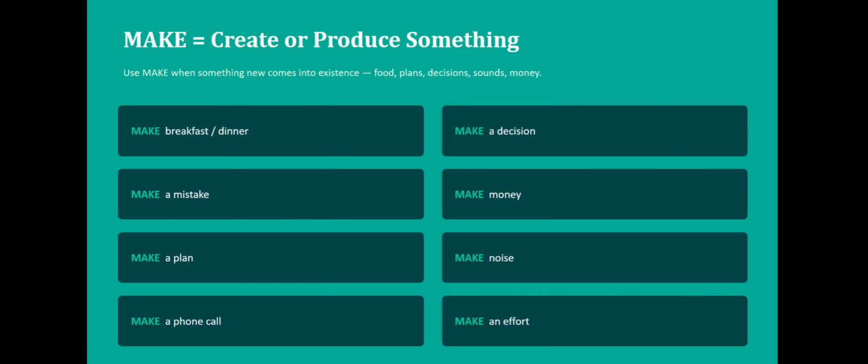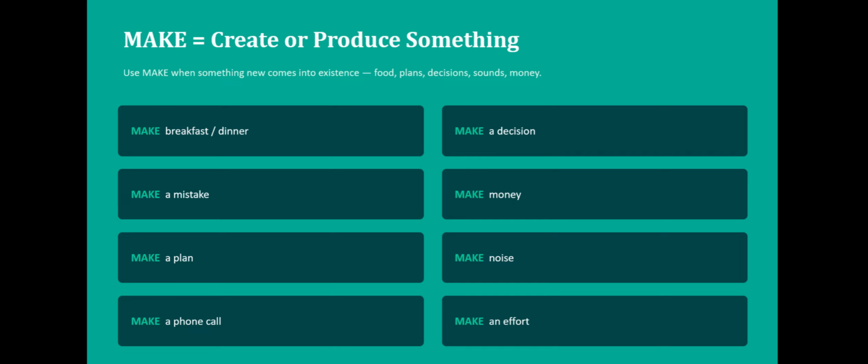Now let's flip to make. We use make when something new comes into existence. Food, plans, decisions, sounds, even money. Here are 8 expressions with make. Number 1, make breakfast, or make dinner. Number 2, make a decision. I need to make a decision by Friday. Number 3, make a mistake. Everyone makes mistakes. Number 4, make money.